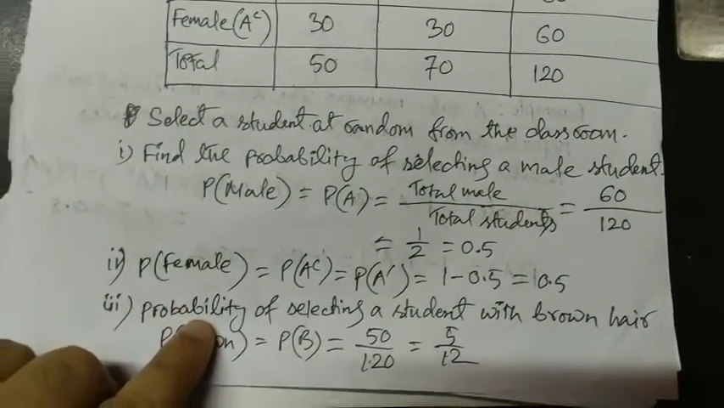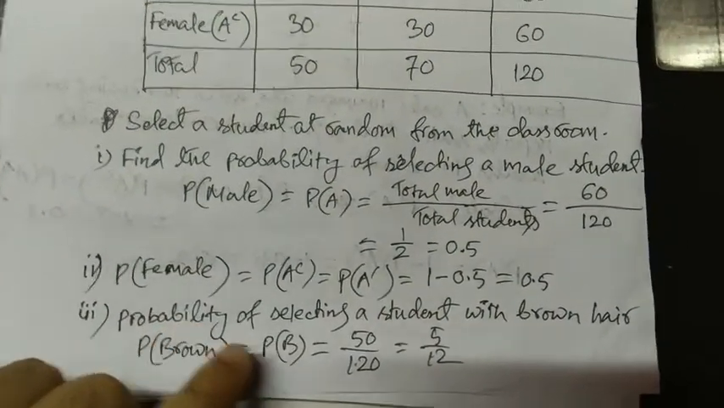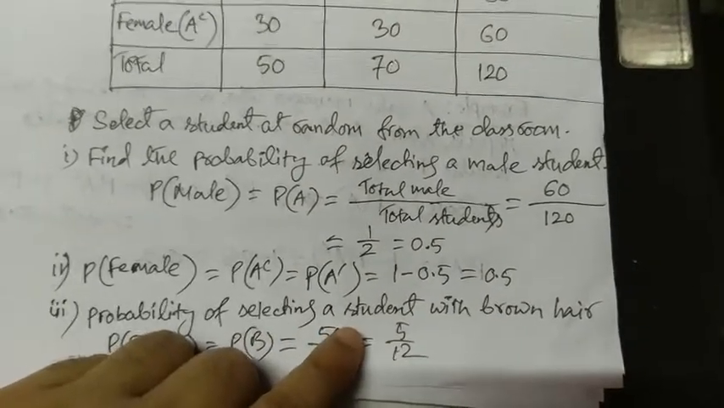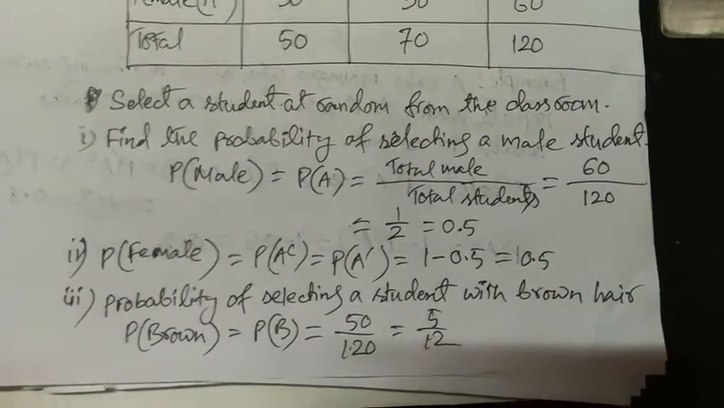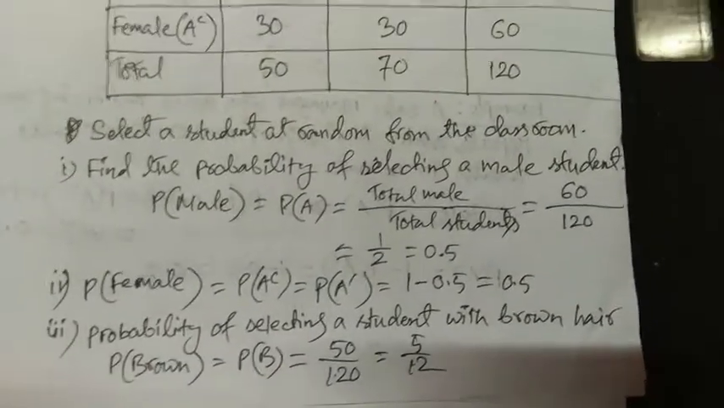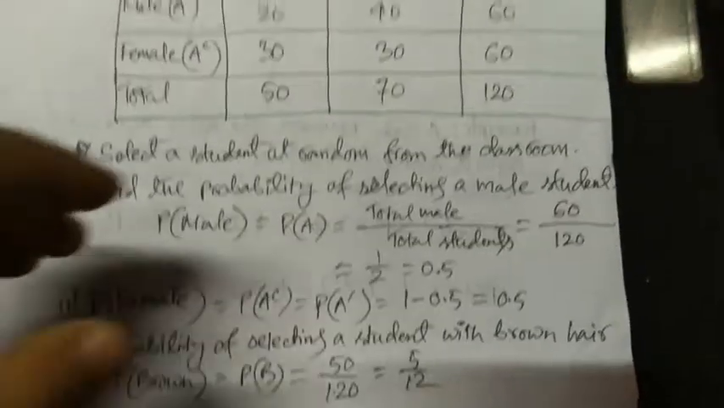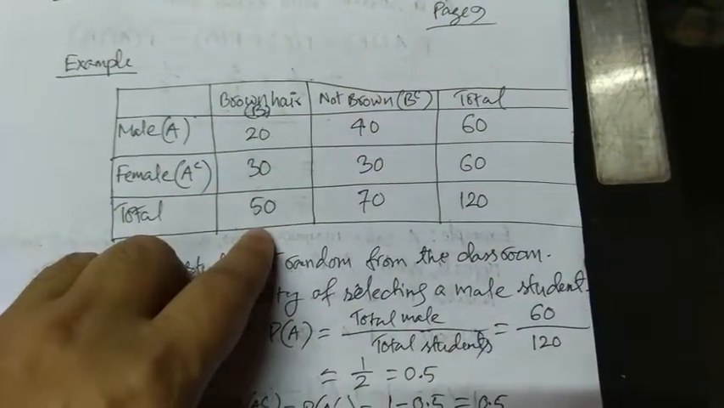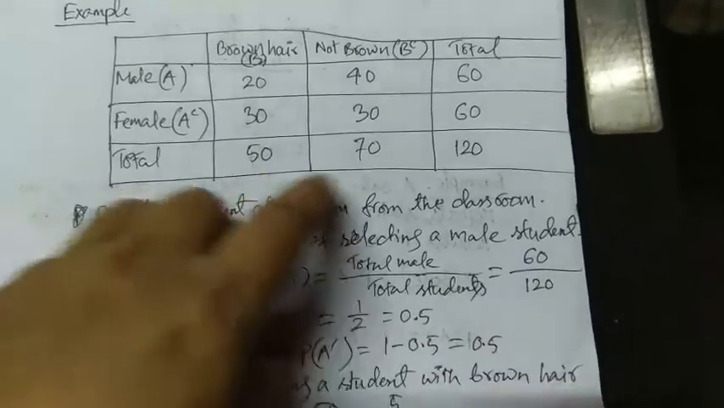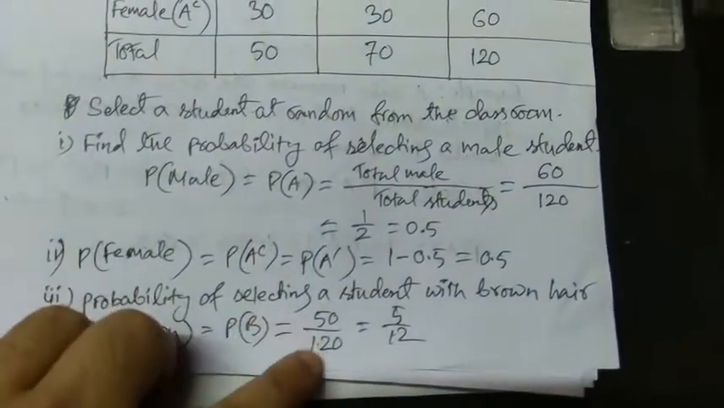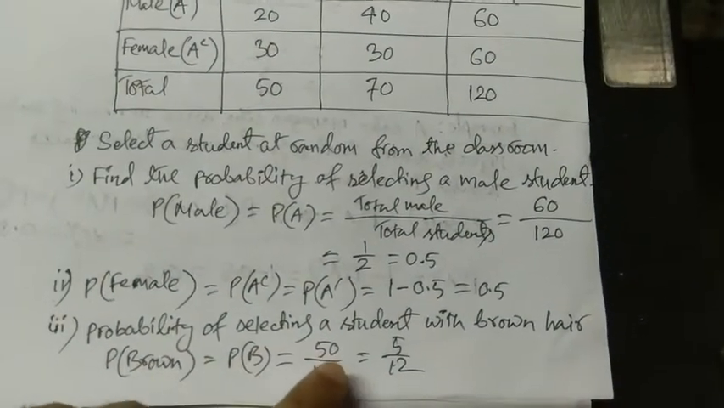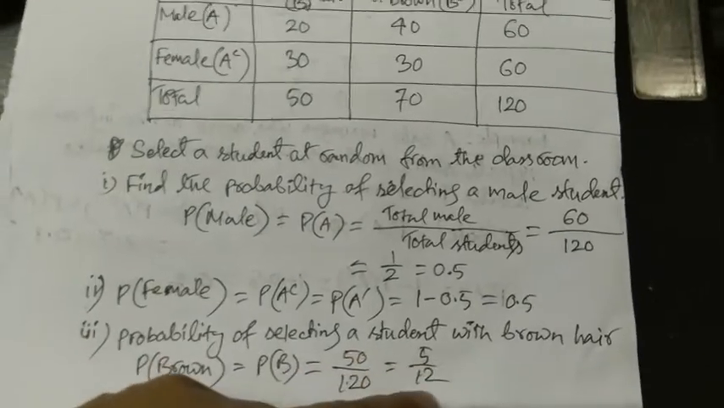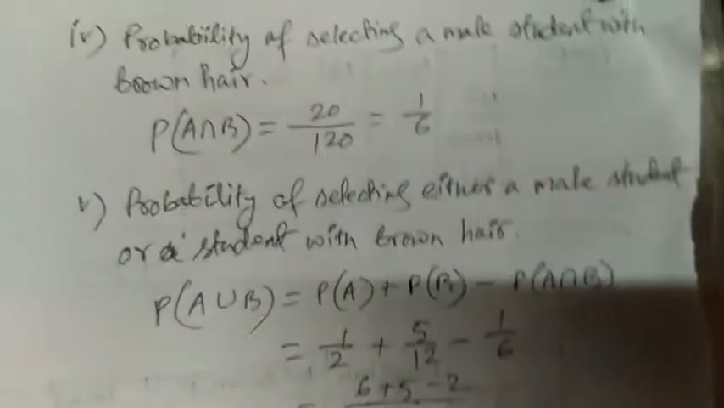Right. So the third question is asking, find out the probability of selecting a student with brown hair. That means if you select a student randomly from the classroom, you need to find out the probability that the student will have brown hair. So as you can see, we have total 50 students with brown hair out of 120 students. So obviously 50 divided by 120. So that means 5 divided by 12. So that means probability of selecting a student with brown hair is 5 by 12. Now we will move to page 10.